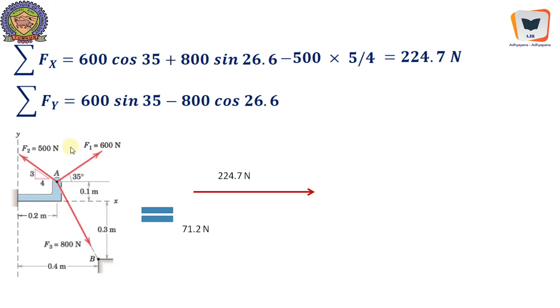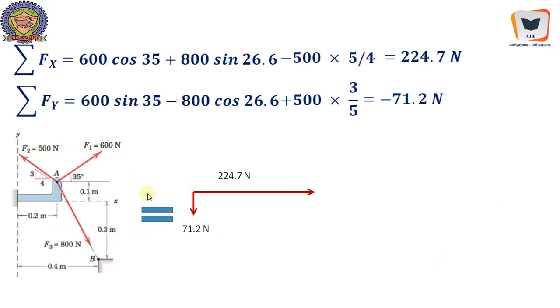In the same token, Fy is 600 sin 35 minus 800 cos 26.6, because it is a vertical angle. And as far as F2 is concerned, it is 500 sin theta. Sin theta here means 3 by 5. So plus 500 into 3 by 5. This is positive because it is going up. So it is minus 71.2.